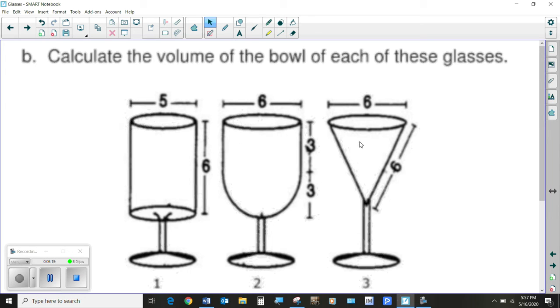And then here, take your formula for the volume of a cone. After you've found what that height is, you can then figure that out.